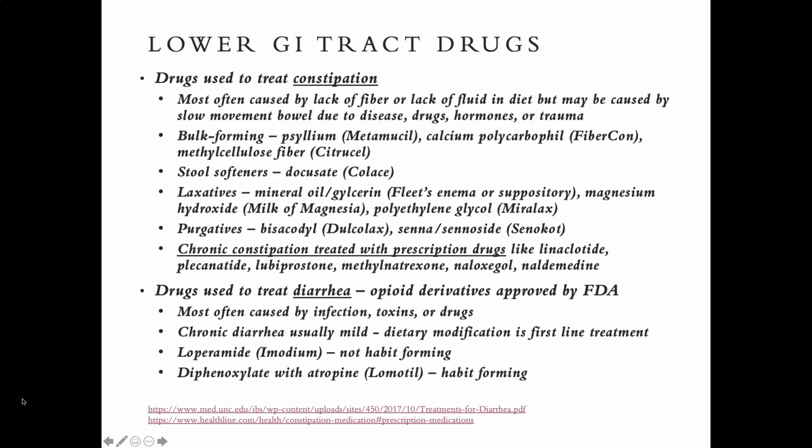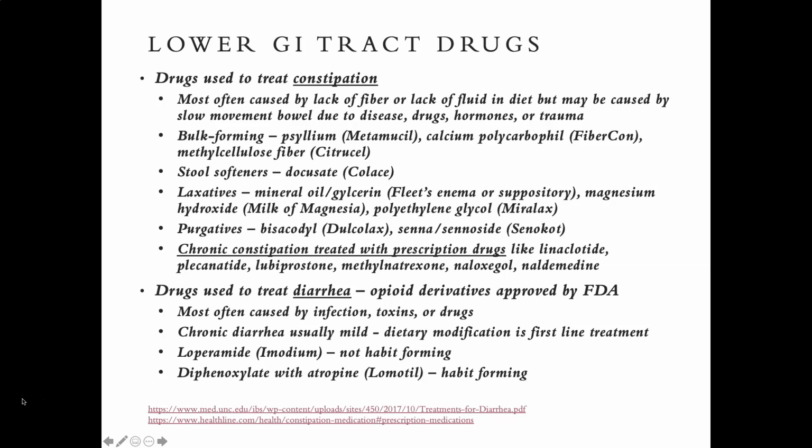Bulk forming. So the different types that you're going to see us talk about here, there's four: bulk forming, stool softeners, laxatives, and purgatives. Bulk forming means psyllium, like in Metamucil. It can also mean Fibercon and Citracel. So please make sure you know Metamucil, Fibercon, and Citracel. Next is a stool softener, and the most frequently used is Colace. So you'll see an order for Colace for perhaps a nursing home patient, that type of thing.